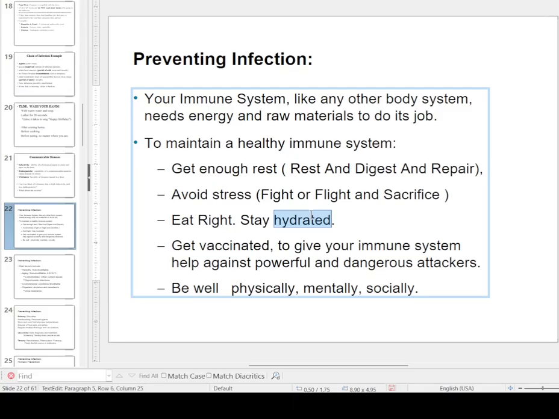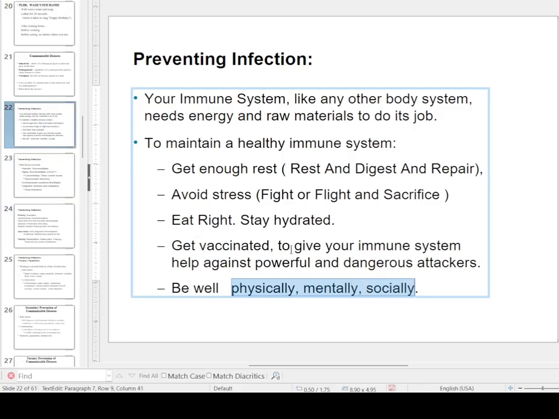Stay hydrated so that the roads that your troops need to travel around are in good condition. Your blood vessels are the roads that your troops travel on. So staying hydrated is how you take good care of your blood vessels. Get vaccinated. And for those of you who are anti-vax, please wait till the end of this lecture so I can explain to you why vaccination is actually a good thing. And be well, be healthy. The World Health Organization said that the true definition of health is wellness, both physically, mentally, and socially.